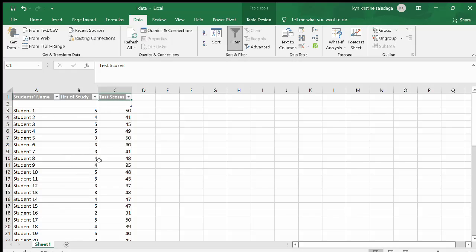From the data shown, student 1 has a score of 50 with 5 hours of study. We also have here student 9 with 4 hours of studying and a score of 35 in the test. Also, student 9 has a score of 39 and 4 hours of studying. These are the hours they study and the scores in their tests.